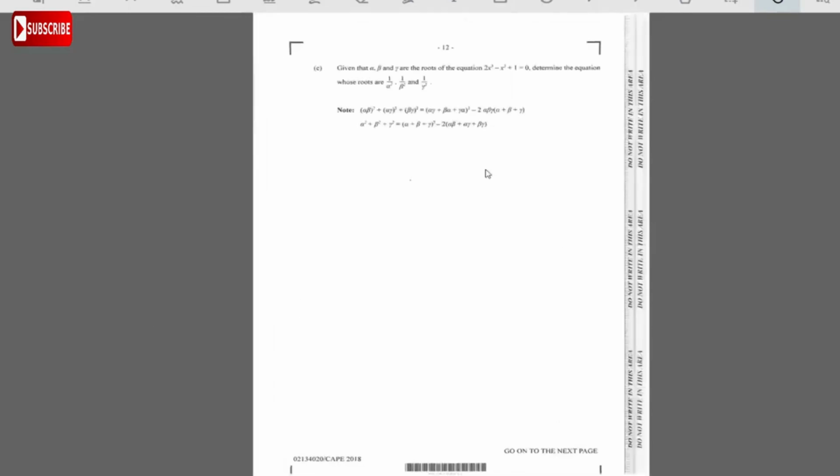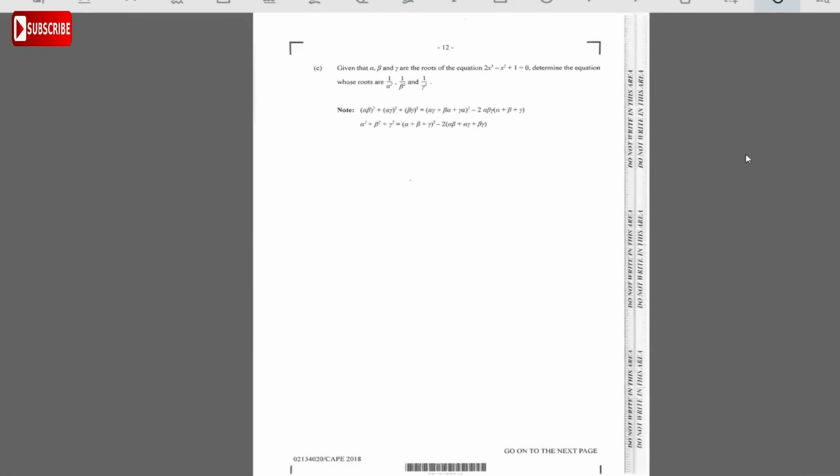All right. Next part of the question, it says, given that alpha, beta, and gamma are the roots of this cubic equation, determine the equation whose roots are 1 over alpha squared, 1 over beta squared, 1 over gamma squared.